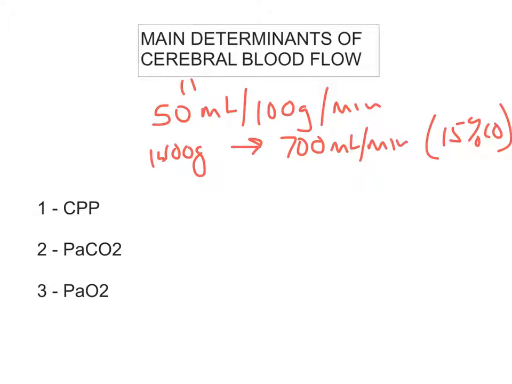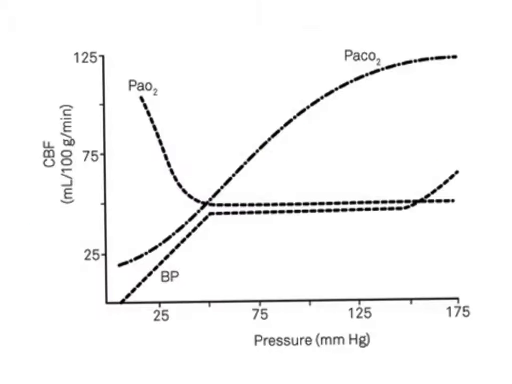Three main determinants of cerebral blood flow that we'll talk about are cerebral perfusion pressure, PaCO2, and PaO2. We'll talk about each in detail in minutes. These three determinants can be seen graphically represented here as pressure on the x-axis and cerebral blood flow on the y-axis. I'll break each of these variables down on their individual graph now.